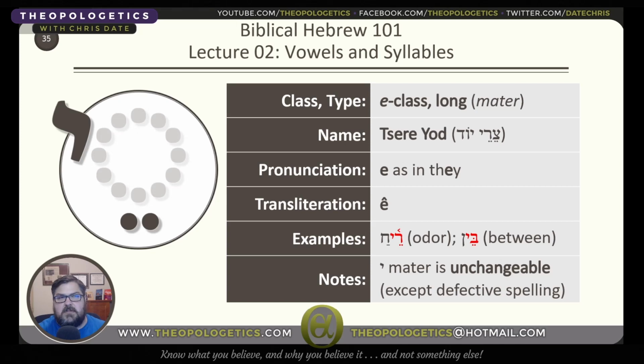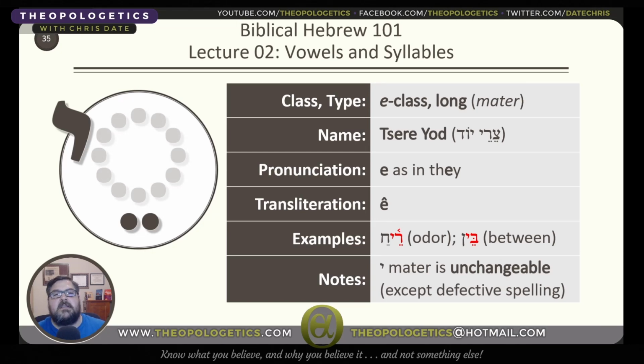So this is the tsere yod, and again, maters just continue the sound of the vowel that precedes them. So this is pronounced like an ordinary tsere, the E in the word they, and this one is always transliterated as an E with a little caret pointed over it. Examples of words that include this are reach, meaning odor, and bane, meaning between. In both cases, you've got the tsere followed by a yod. That is a yod mater. And the yod mater is unchangeable.